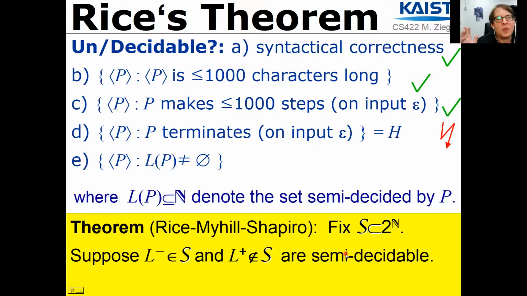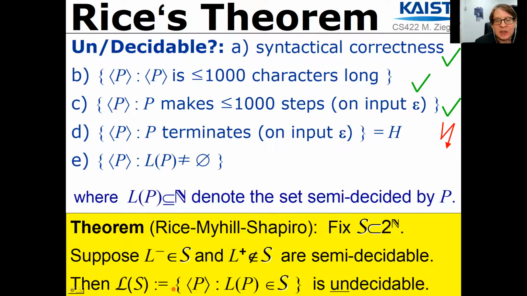Under these very weak hypotheses, the following decision problem about given programs is undecidable. Given a program, consider the set it semi-decides, as explained here. Does this set belong to the collection of decision problems or not?